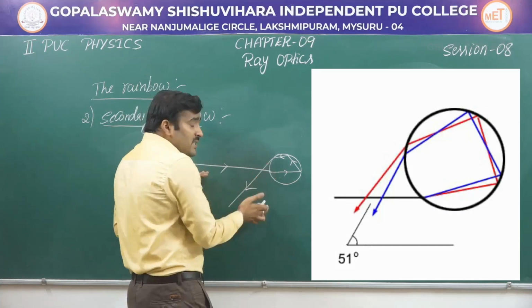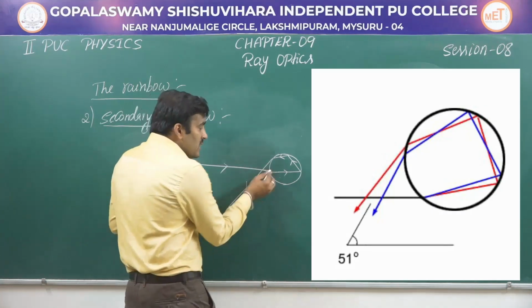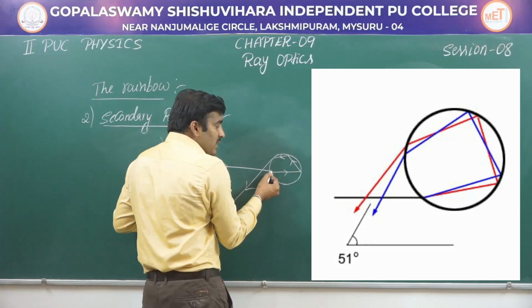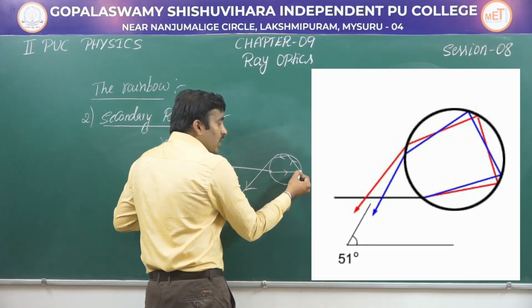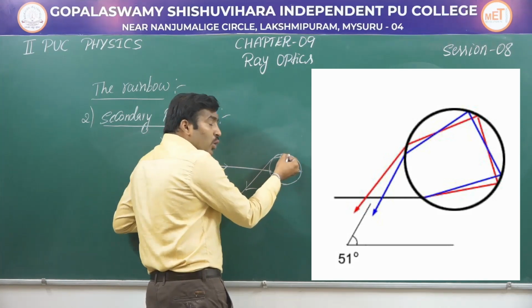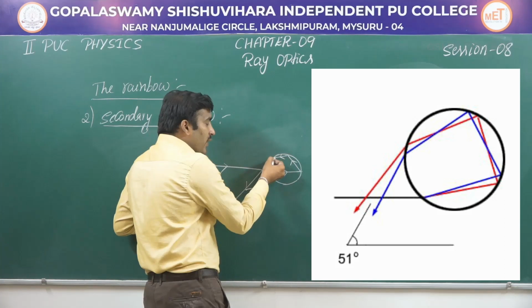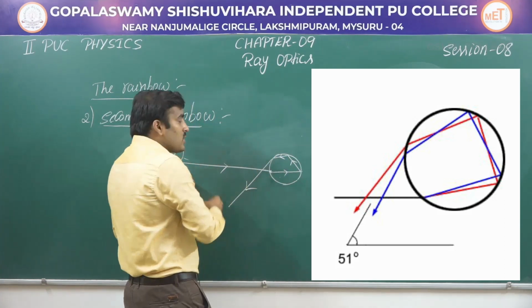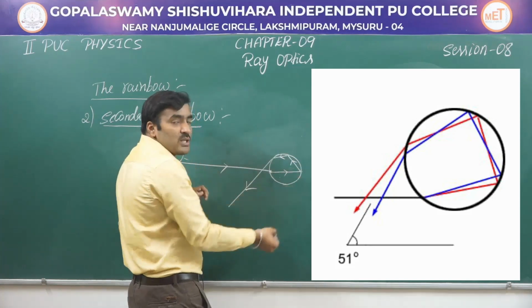Here in this case it is a 4-step process. First the light is entering a droplet, so refraction takes place at this point, and here a total internal reflection is taking place. Here again one more total internal reflection, and finally at this point the light is coming out. So this is how a secondary rainbow is formed.